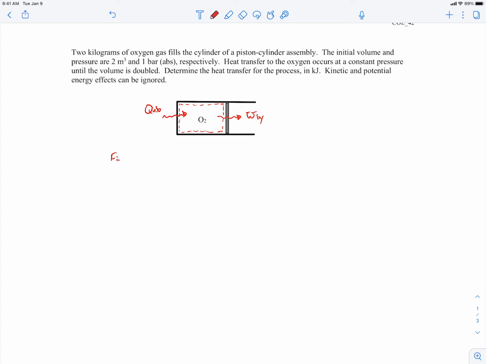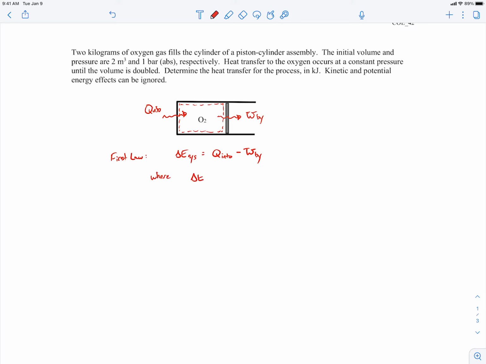So let's write that down. First law for the system is change in total energy of the system is equal to the energy going into the system via heat transfer minus the work leaving the system, because the system's doing work on the surroundings. So let's go ahead and evaluate what these various terms are.